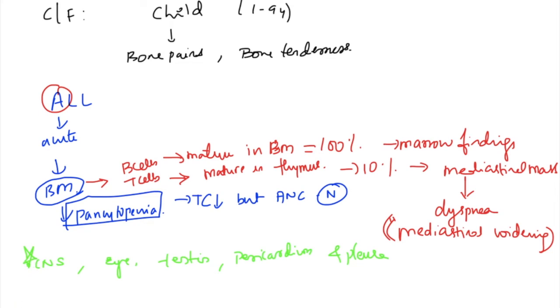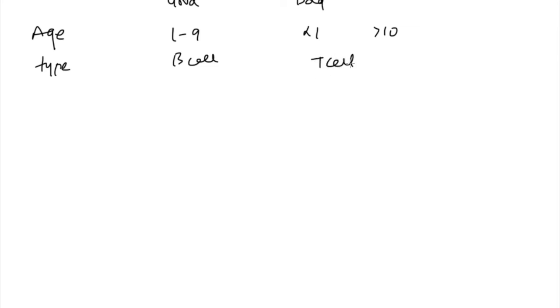Fine. So again, a list of things that are associated with good prognosis and bad prognosis. So what is good, what is bad? We'll see from the point of presentation. First, age: 1 to 9 is good, less than 1 is bad, more than 10 is bad. Then type: B cell is good, T cell is bad.